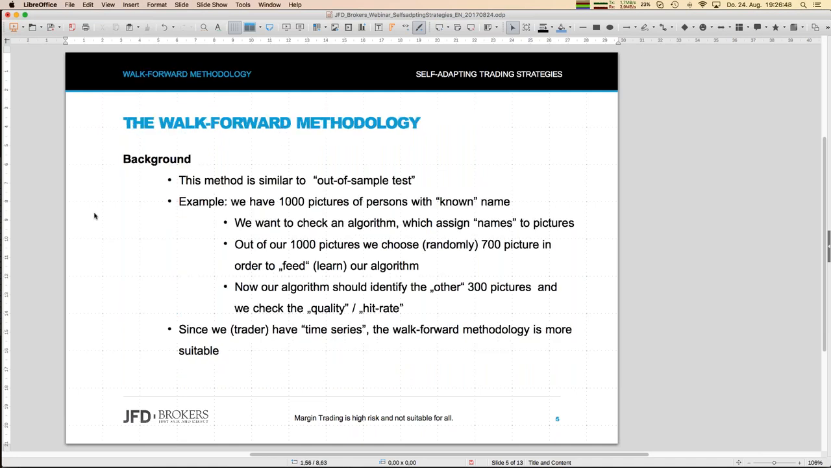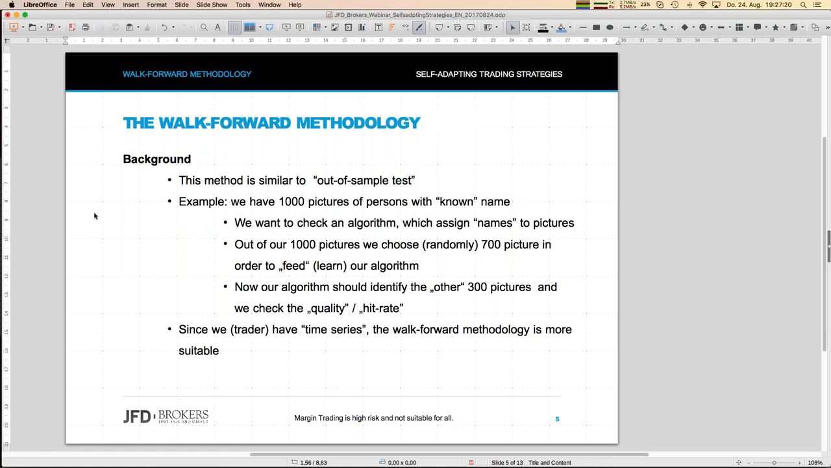But that's not all. We still want to go for self-adapting trading strategies. We are not done already. But let me try to explain that methodology by another methodology. Sounds crazy to explain one thing which is maybe unknown with another thing which is maybe unknown as well, but it helps. So, similar method is the so-called out-of-sample test. You may have heard about that as well.